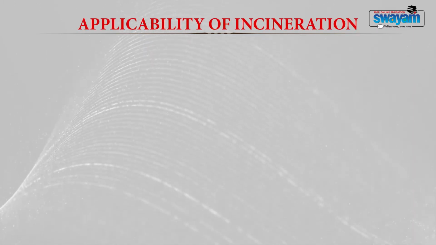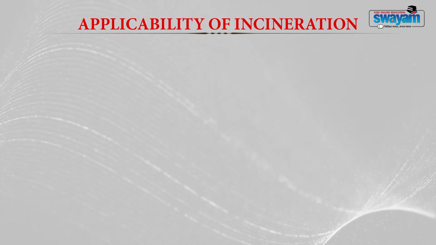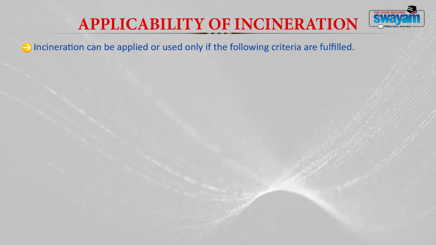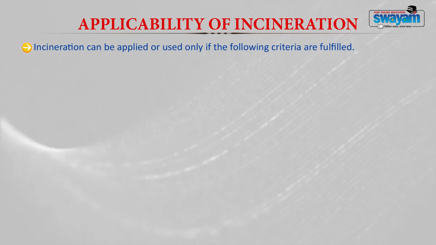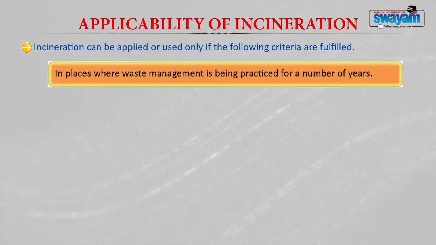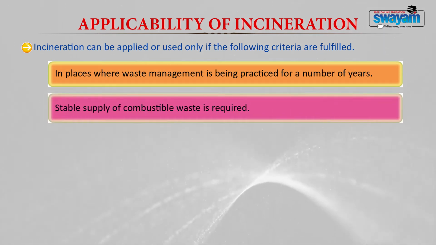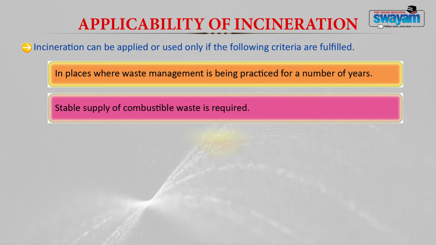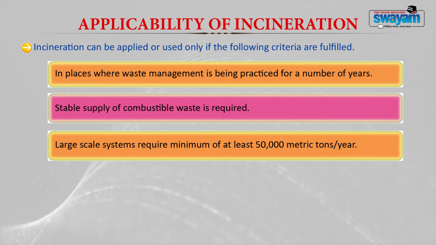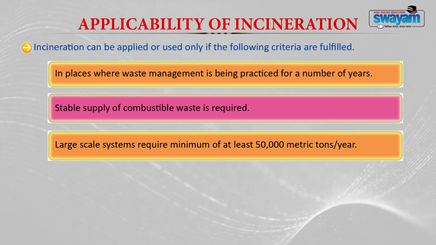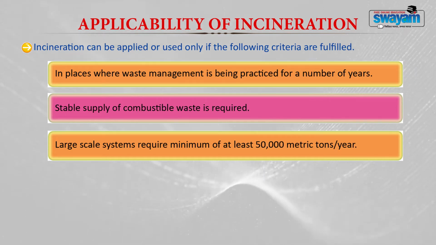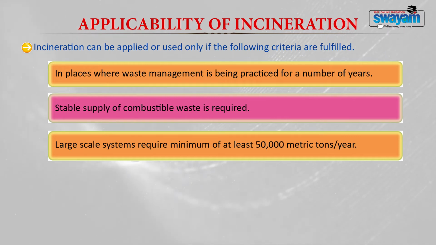Now, let us discuss the applicability of the incineration process, that is, for which particular waste it can be used. Incineration can be applied only if certain criteria are met. First, you can use incineration where waste management has been practiced for a number of years. Second, you must have a stable supply of combustible waste. Third, large scale systems generally require a minimum of at least 50,000 metric tons of waste generation per year. In that condition, you install an incinerator that will help you recover some energy.